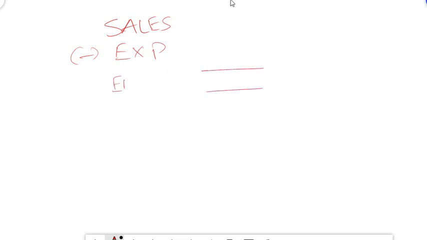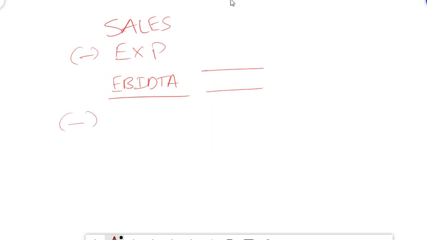So I'm just erasing this. In general, I will just tell you, in P&L there is something called as sales, and then you have expense, okay, and then the net amount that comes to you is in general called as EBITDA. This term I think you must have commonly heard it.